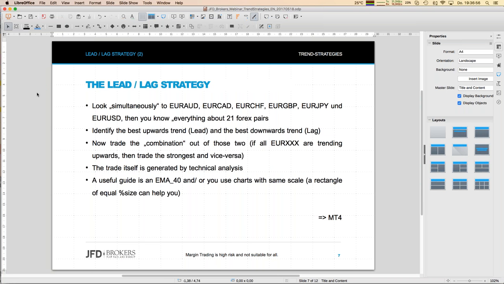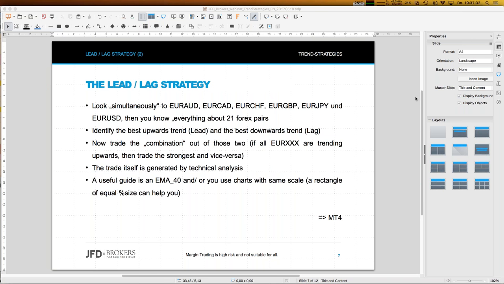How does it work? It works the following way. We look simultaneously, for example, at six different forex pairs. Those are just the row: euro Australian dollar, euro Canadian dollar, and so on and so on. So what I have here is in total seven different currencies. And out of those seven different currencies, you can build up 21 forex pairs. The good thing is that we simply have to focus on those six charts in order to identify the best trending forex pair at all.